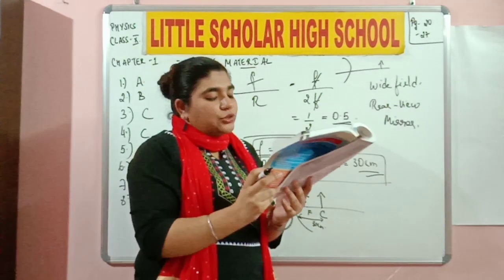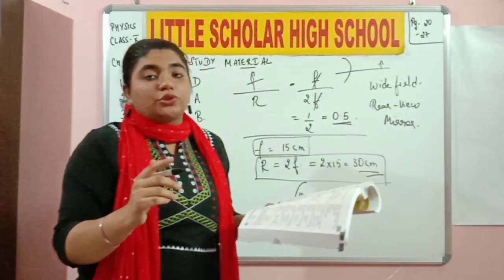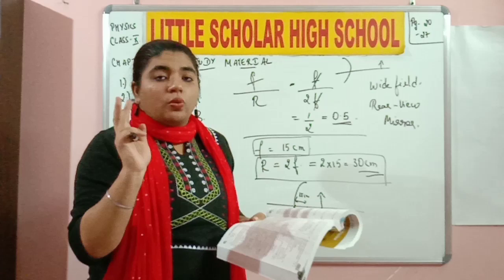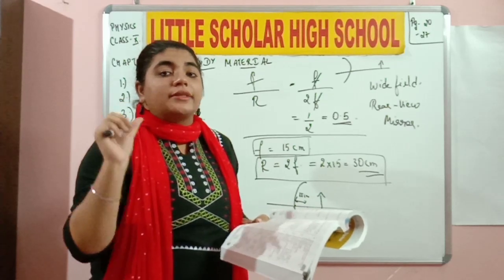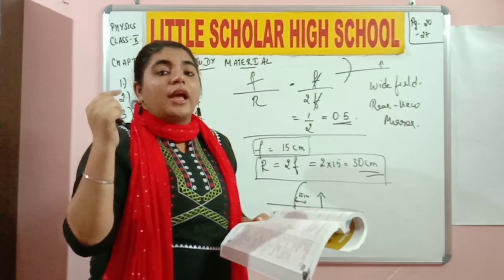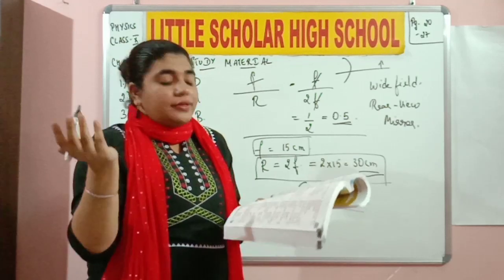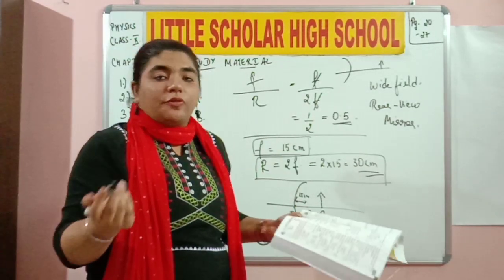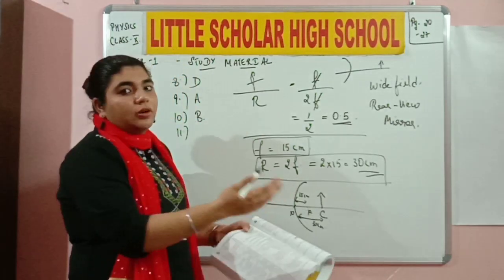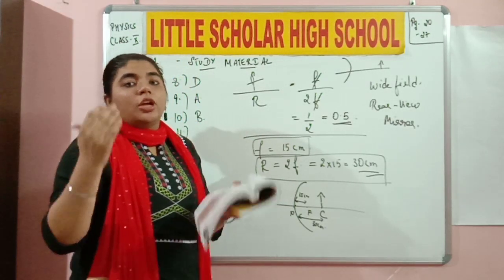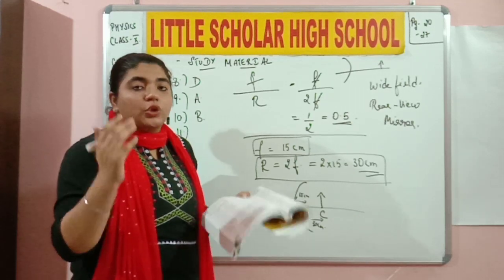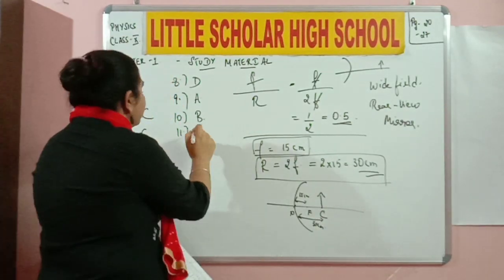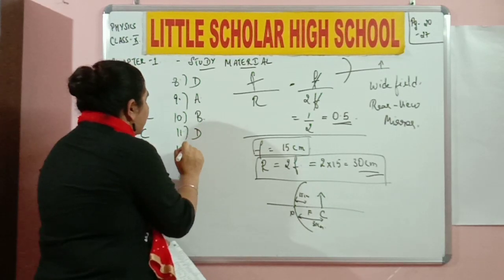11th one. The laws of reflection of light. What are the two laws of reflection of light? Angle of incidence is equal to angle of reflection, and all the three rays, what are the three rays, class? The incident ray, the normal ray, and the reflected ray lie on the same plane. The laws of reflection of light are valid for all reflecting surfaces, whether it is a plane mirror or a spherical mirror. Both the laws of reflection are going to be valid. Did you understand? So you are going to write 11th one, option D.